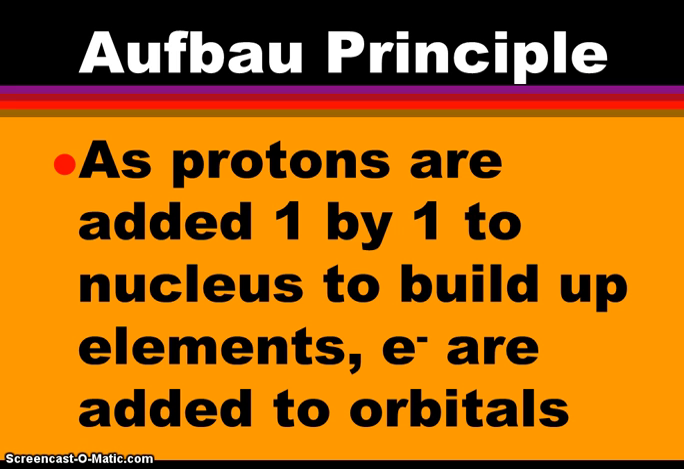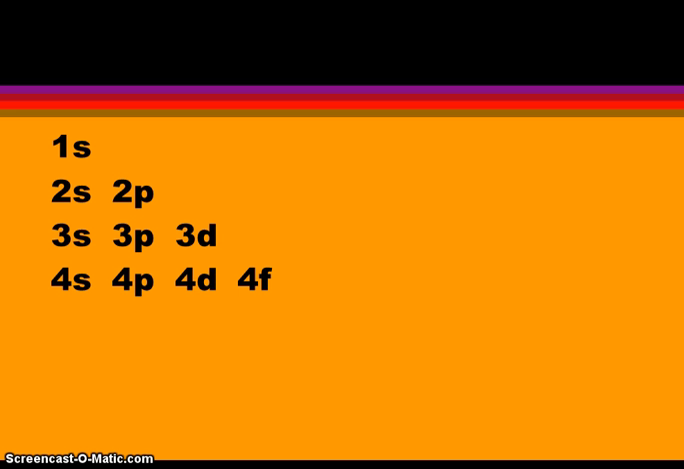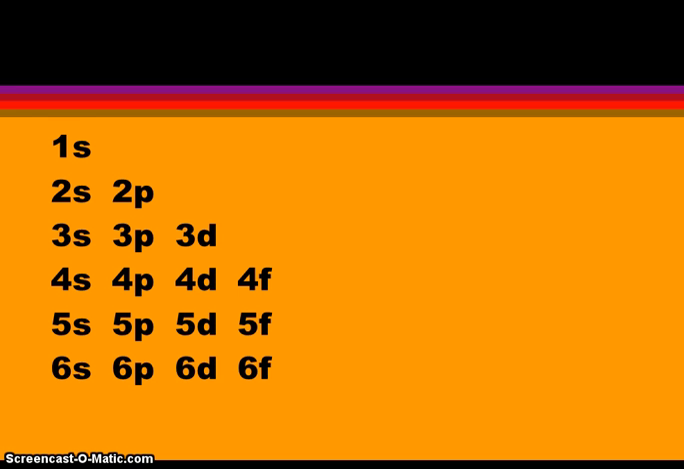Aufbau's principle says that as protons are added one by one to the nucleus to build up the elements, electrons are added one by one to the orbitals. So if we've got the first energy level, there's an s sublevel. Second energy level has an s and a p sublevel. The third has s, p, and d sublevels. The fourth has s, p, d, and f sublevels. 5 has s, p, d, f. 6 is s, p, d, f. And 7 is s, p, d, f.